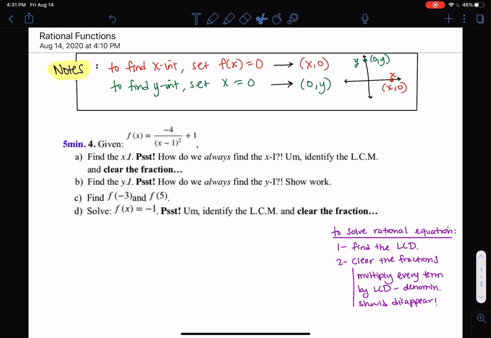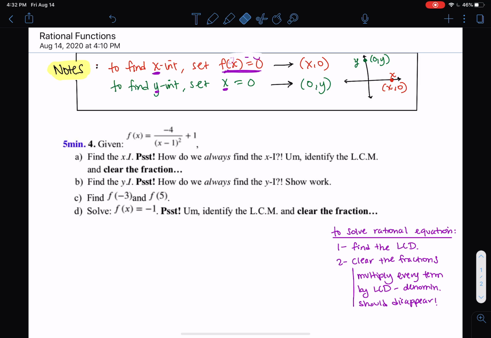So the only notes that you need for this section are finding x and y intercepts, and these rules are true for any functions. To find the x-intercept, we'll always set the whole entire function equal to 0. That's the same as setting y equal to 0, because the function is y. To find the y-intercept, we'll set the x value equal to 0. So notice the pattern: if you're looking for one intercept, you set the other variable equal to 0.